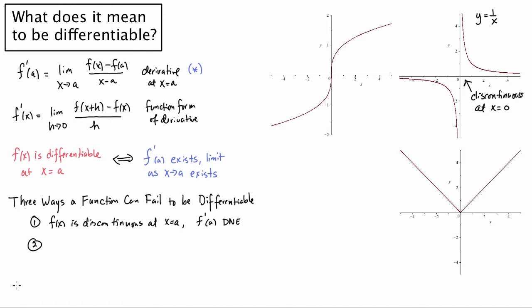The second way in which a function can fail to be differentiable is that f of x has a corner. Sometimes people will call this a cusp, but has a corner or a cusp at the point x equal to a. And the reason that this particular criteria makes the derivative fail is that when you have a cusp or a corner at x equal to a, the tangent line is not uniquely defined.